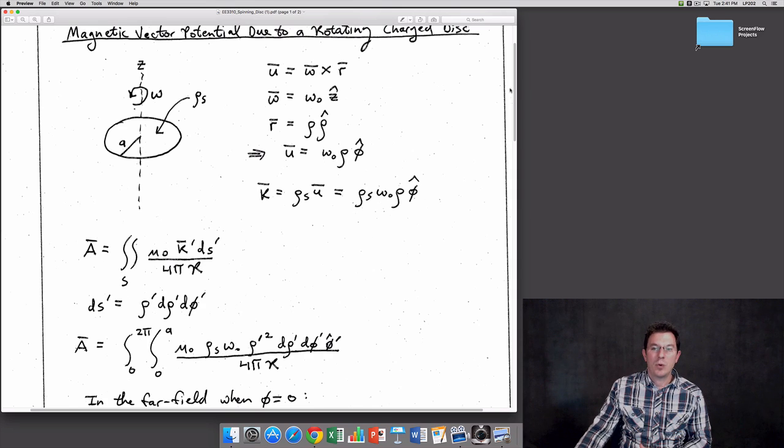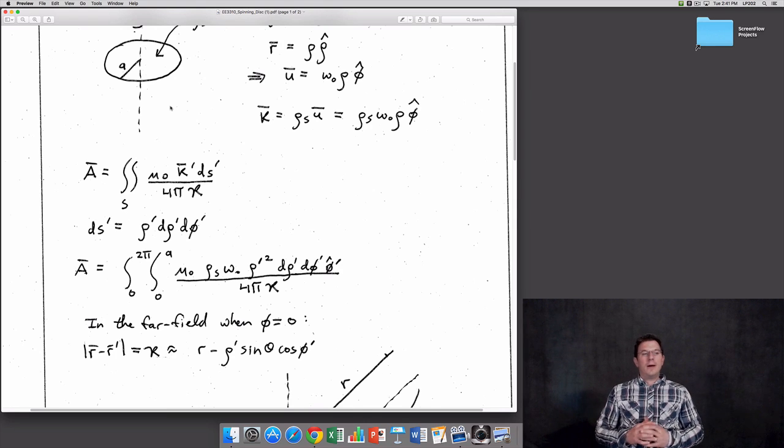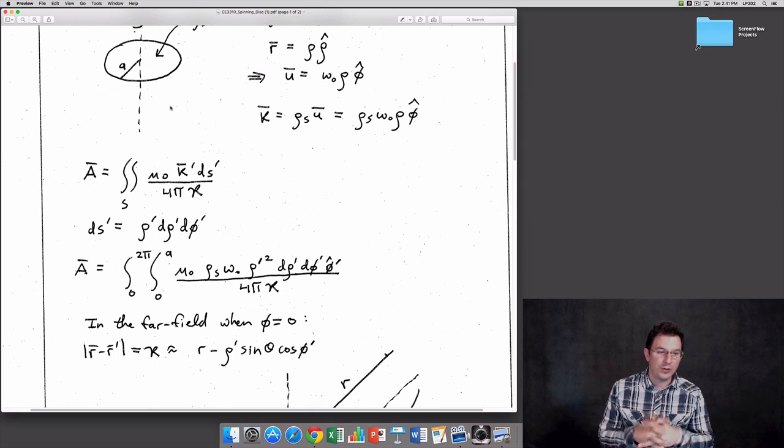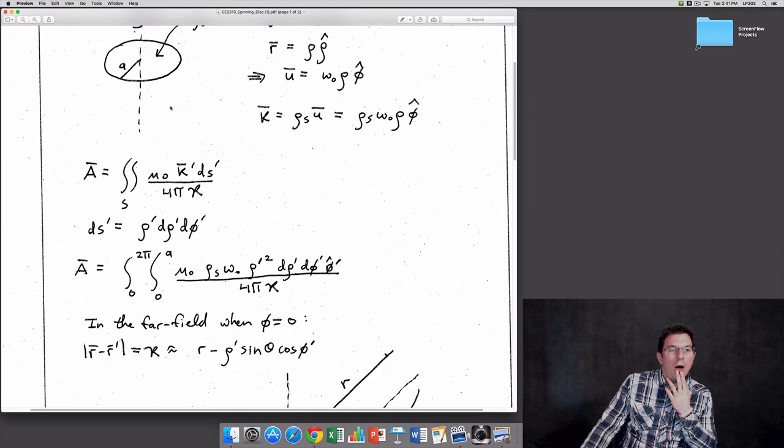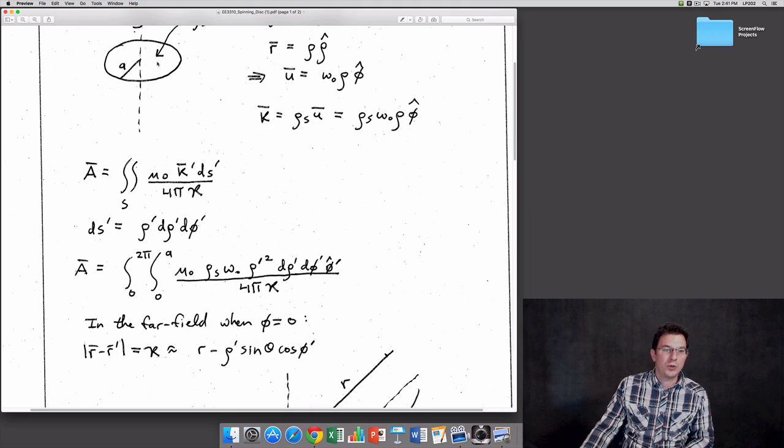Now the next part is to go through here very carefully and systematically and figure out what K prime is, what dS prime is, and what capital R is. We are in cylindrical coordinates. We want to integrate over a surface that is in the xy plane. So our dS prime is given by rho prime d rho prime d phi prime. That's the little chunk of area that sits on the surface of this disk.